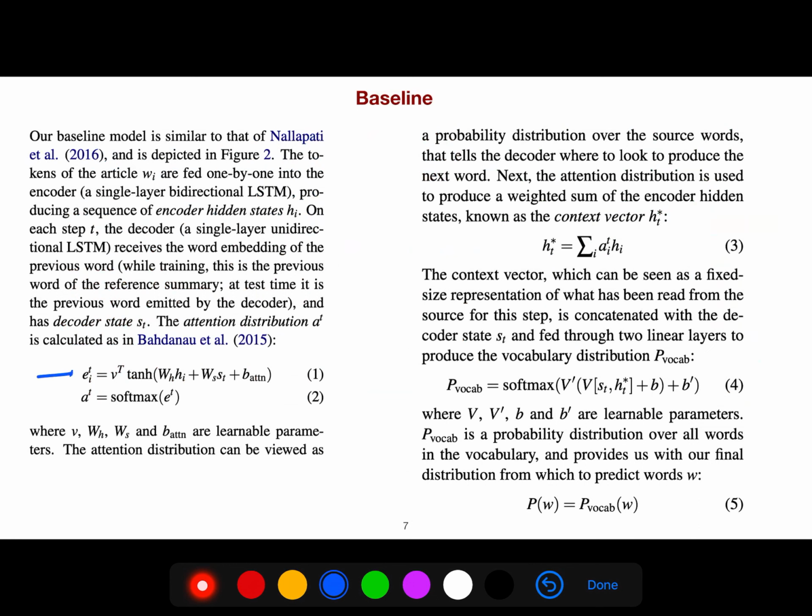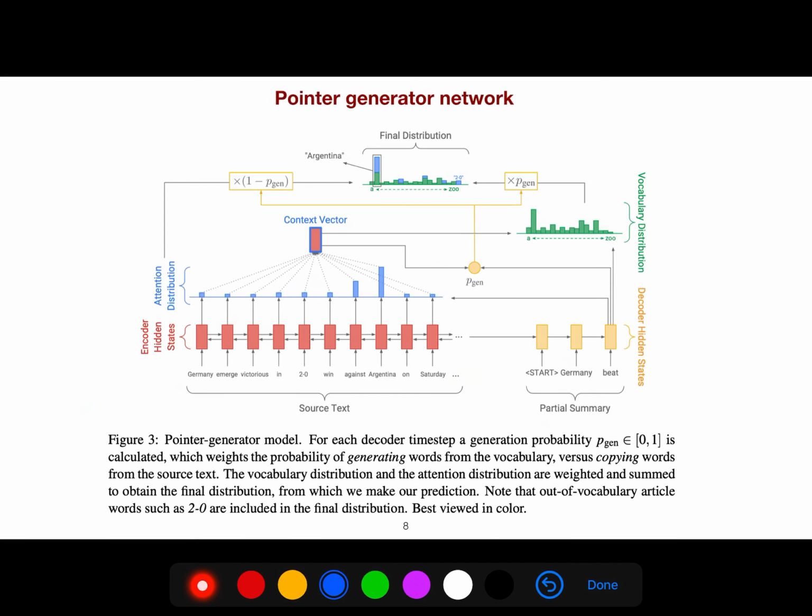Here you have energy. Some people call it alignment. In the original article of Bengio and colleagues, they call it energy. And then you have attention vectors. You use attention vectors to create the context vector. Instead of h_t star, it's better to say c_t. And then we use softmax to create the probability. And this is the probability we generate in the traditional way.